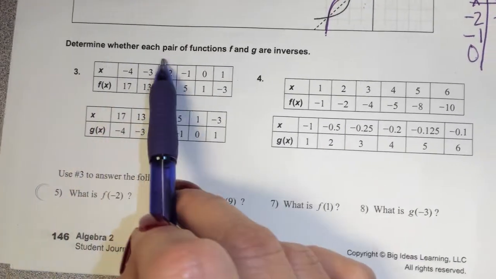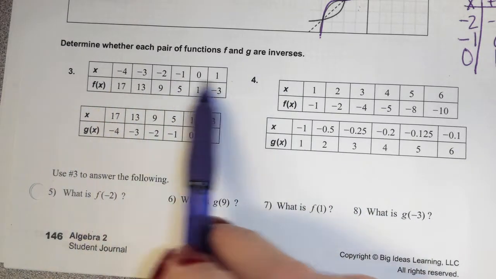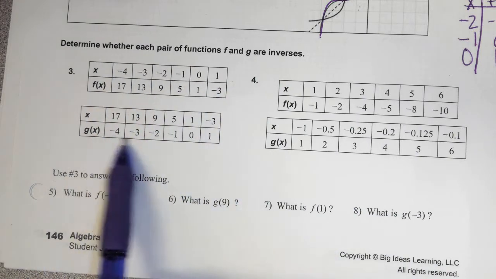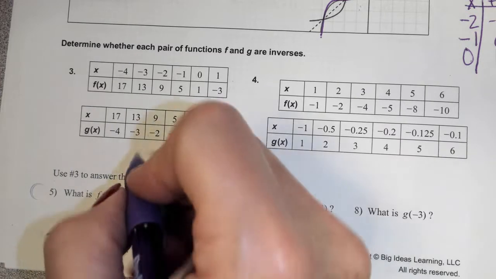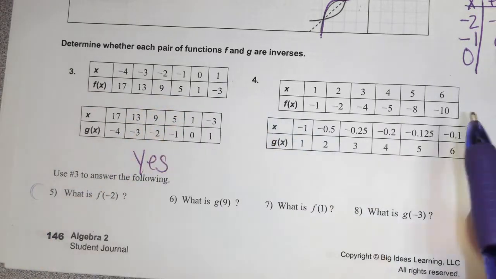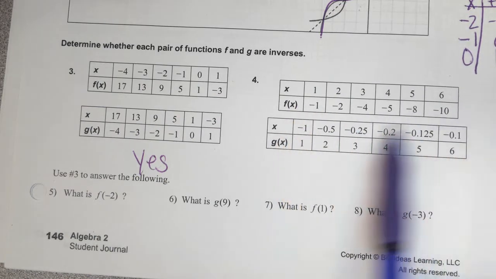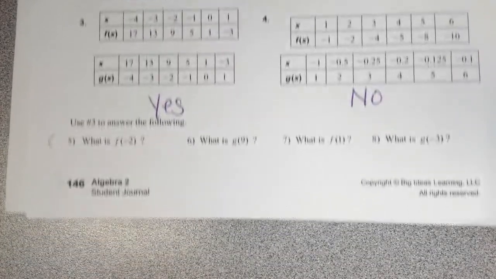In this part, determine whether each pair of functions f and g are inverses. If I look at my inputs, they should now become my outputs, and they did. Looking at the outputs, they should become the inputs, and they did. So yes, these are inverses. Looking at the inputs, they should become outputs. Looking at the outputs, they should become inputs. They did not. So this is no.